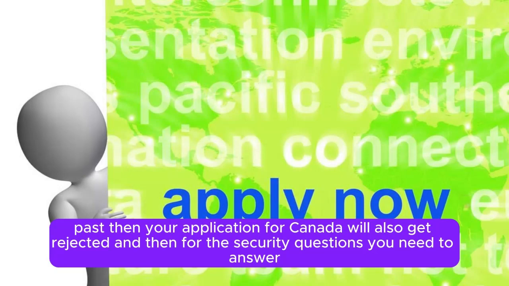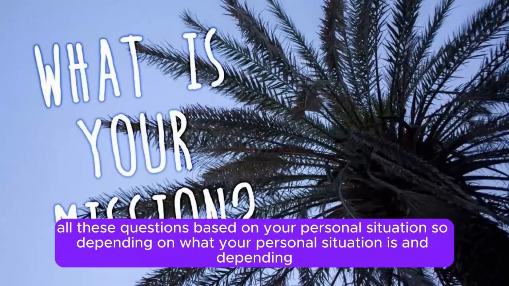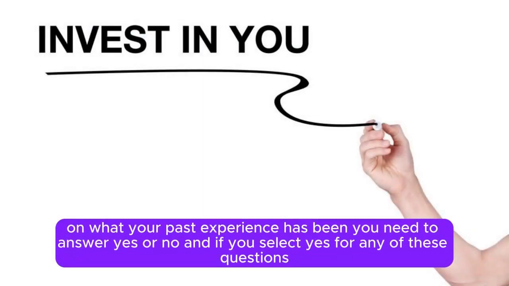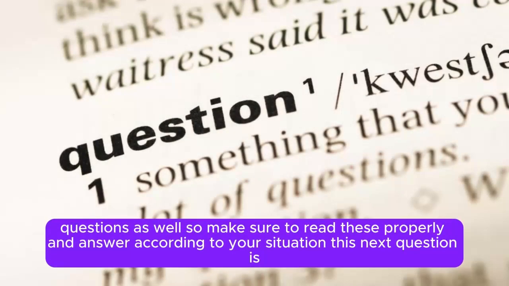And then for the security questions, you need to answer all these questions based on your personal situation. So depending on what your personal situation is and depending on what your past experience has been, you need to answer yes or no. And if you select yes for any of these questions, you will need to provide the details appropriately, and then there are some additional security and criminality questions as well, so make sure to read these properly and answer according to your situation.